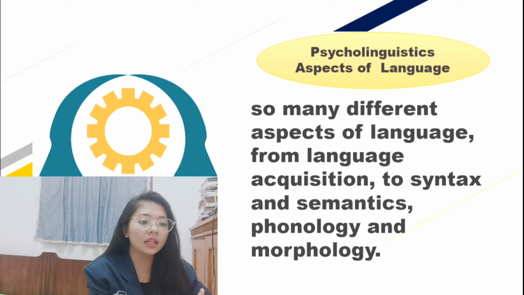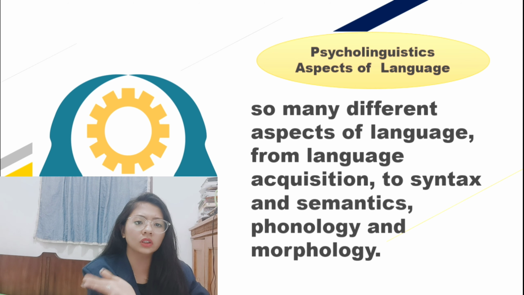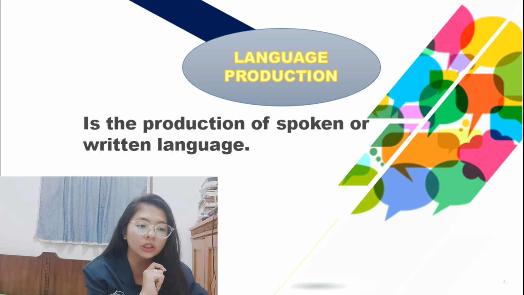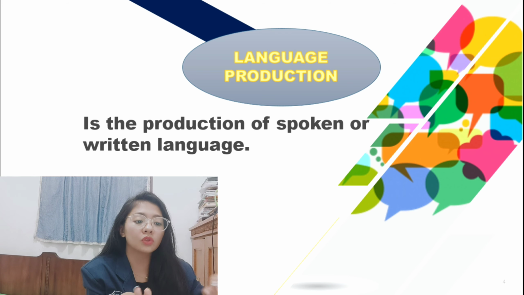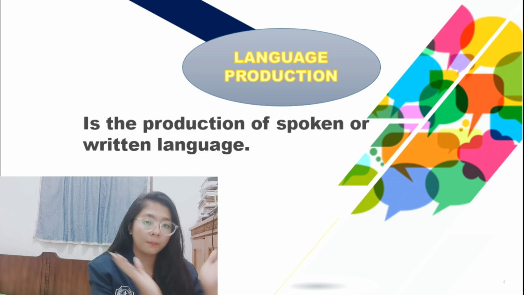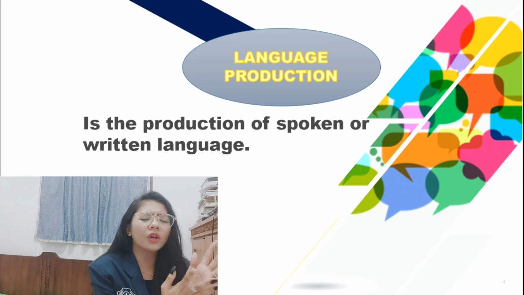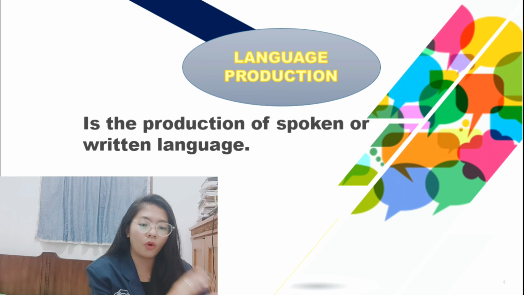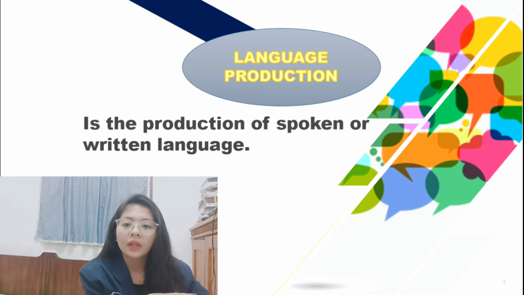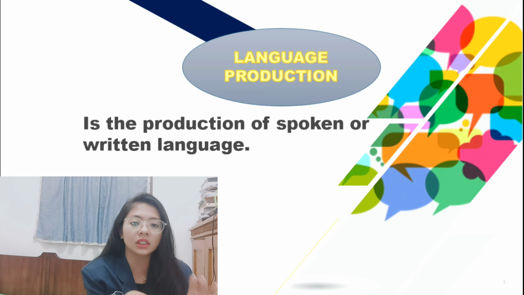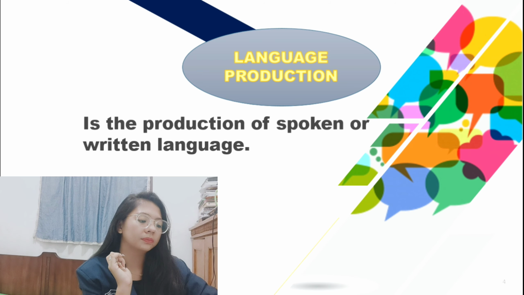Okay, the next slide is the psycholinguistic aspects of language. There are many different aspects of language, from language acquisition to syntax and semantics, phonology and morphology. And then I'm going to explain language production, which is the main topic of the title. Language production is the production of spoken or written language. In psycholinguistics, it describes all the stages between having a concept to express and translating that concept into linguistic form.